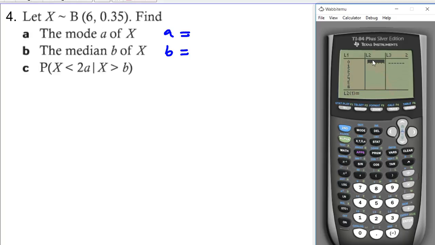Great. Now in list 1, I'll plug in the probability distribution function, the probabilities of this distribution, and then in list 3, I'll plug in cumulative probabilities. So let's start with the probabilities. So second, number of trials is 6. Success is 0.35. Leave that blank. Press enter. You have your probabilities.